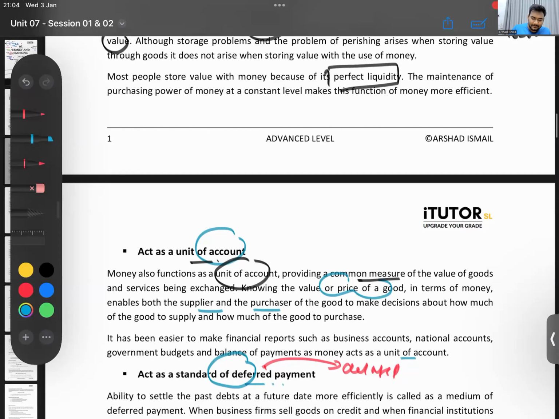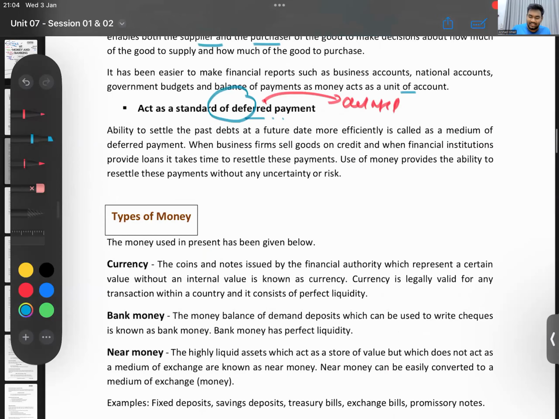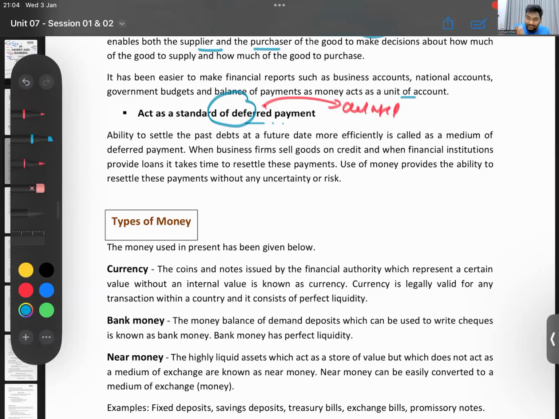Just summarizing deferred payment again. Deferred payment means because of money, you can buy now and pay later. That is what deferred payment means. You can settle current things in the future. So class will finish at 10.